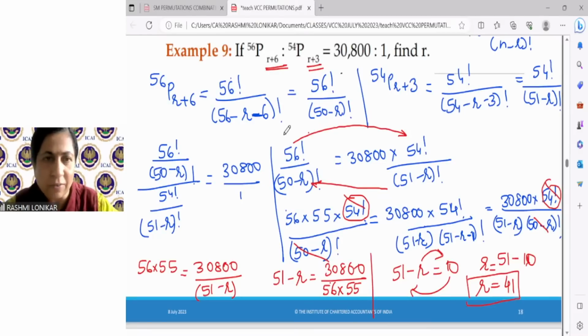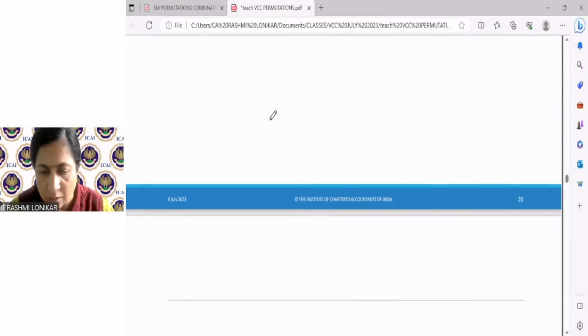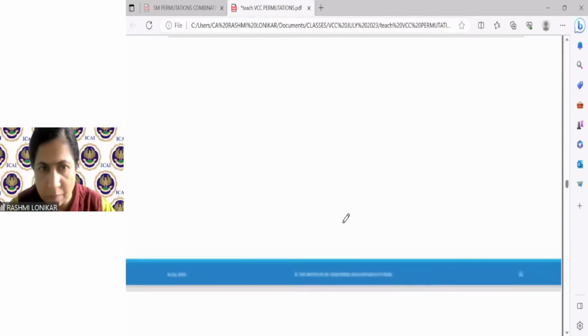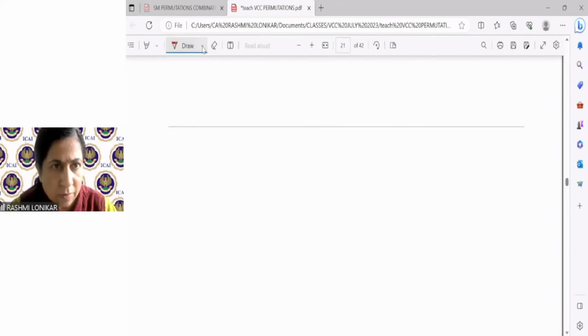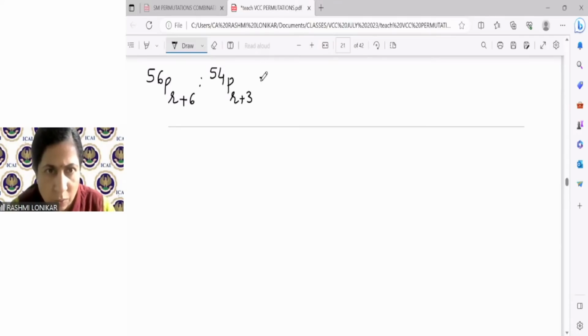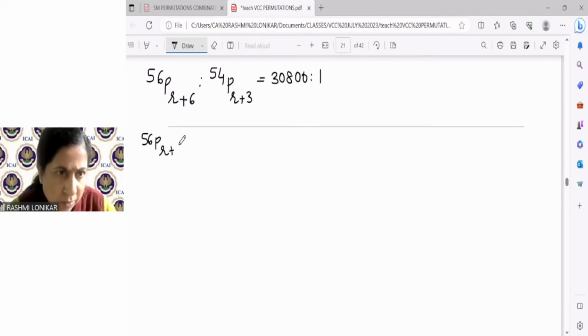Okay, I'll just show this again. 56P(r+6) + 54P(r+3)... So this is, I'm just repeating the sum. So what do I have? 56P(r+6) : 54P(r+3) = 30800 : 1. I will first consider 56P(r+6).